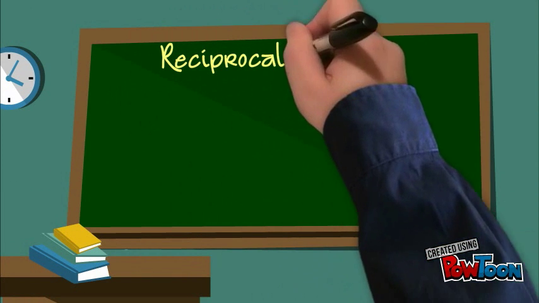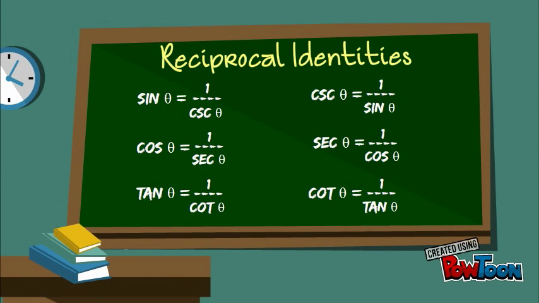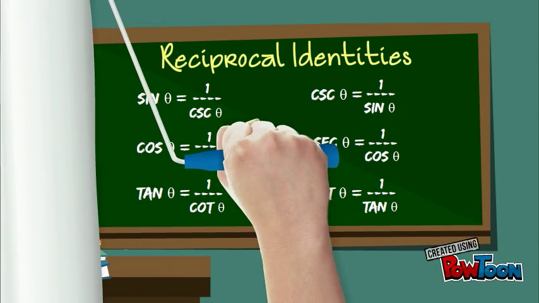So first we're going to start off with our reciprocal identities. We have sine theta equals 1 over cosecant theta. Cosecant theta equals 1 over sine theta. Cosine theta equals 1 over secant theta. Secant theta equals 1 over cosine theta. Tangent equals 1 over cotangent, and cotangent equals 1 over tangent.